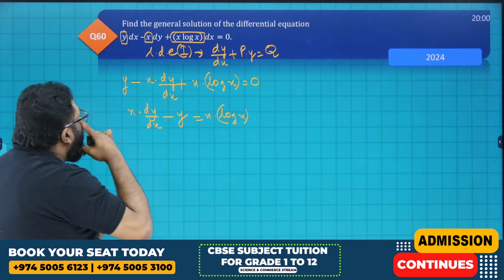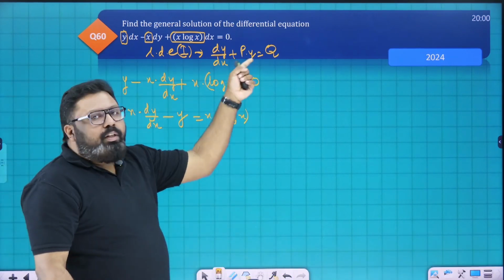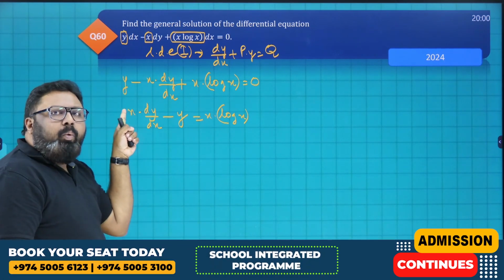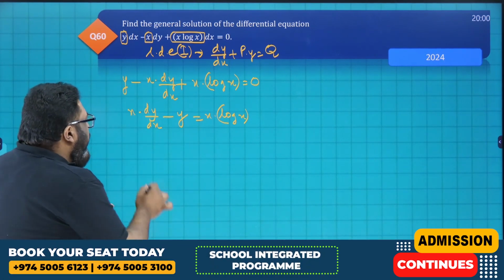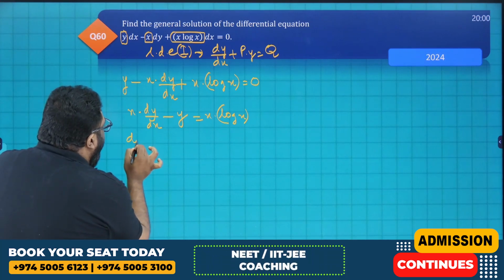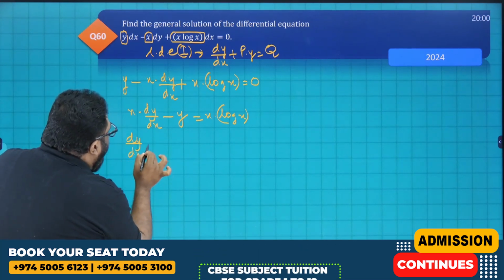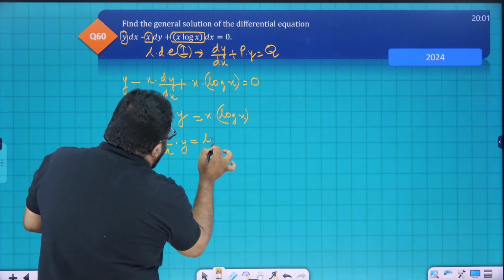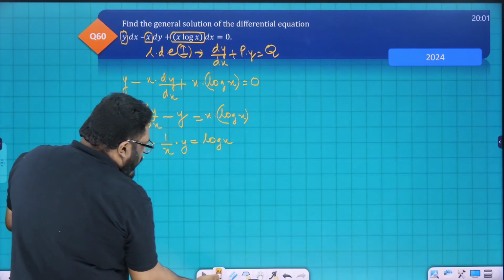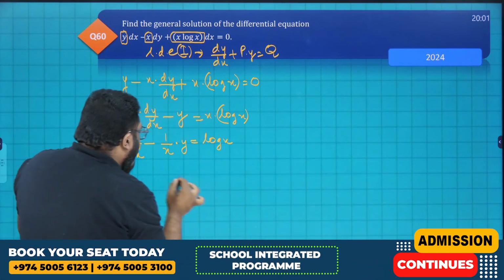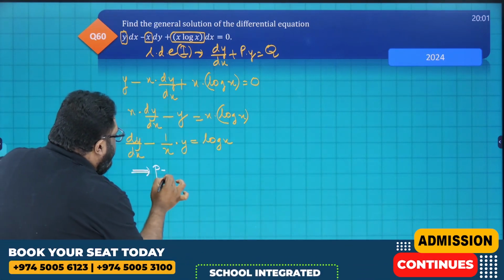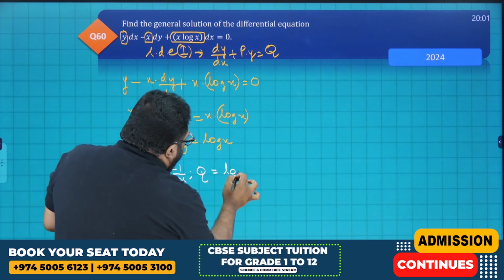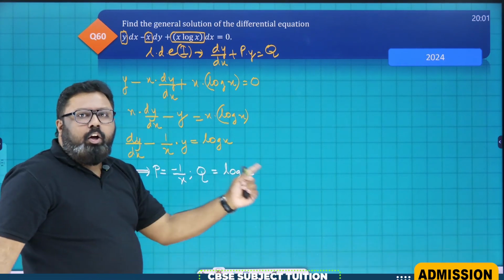I just simply took the dy by dx terms that side so that I want the dy by dx term positive. But I need the coefficient to be 1 as well. So I'll divide x everywhere. I'll divide x everywhere. So dy by dx minus 1 by x y equals log x. Now very simple comparison. You can say that implies p is equal to minus 1 by x. Q is equal to log x.